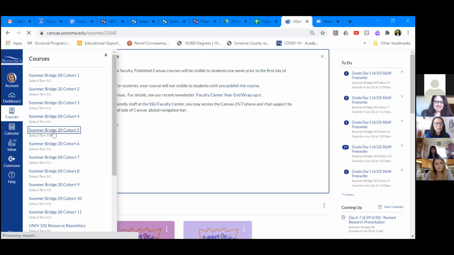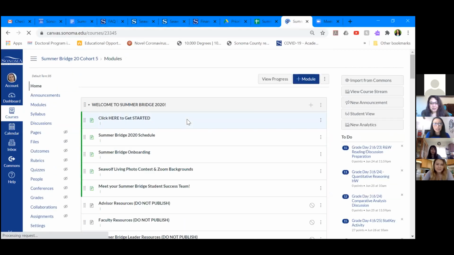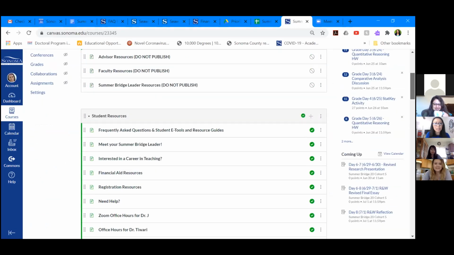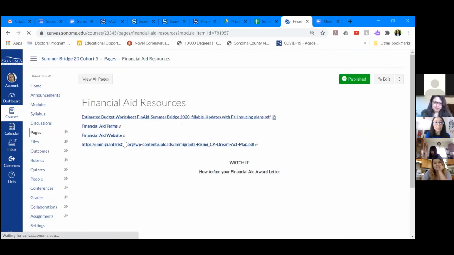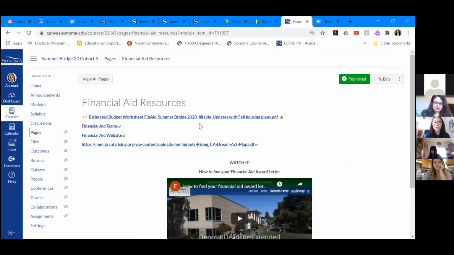Go into your cohort 5, and under the Student Resources tab, you'll see that we have the financial aid resources. Our committee has placed the estimated budget worksheet there. It's a fillable form for you, so you'll want to download that. Go ahead and do that. We wanted to make sure that you're able to do that right now.